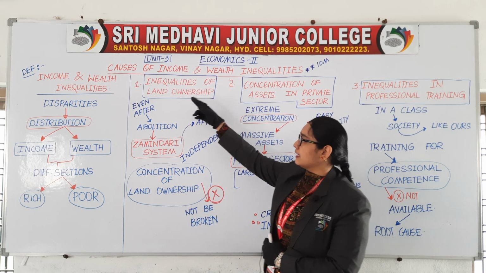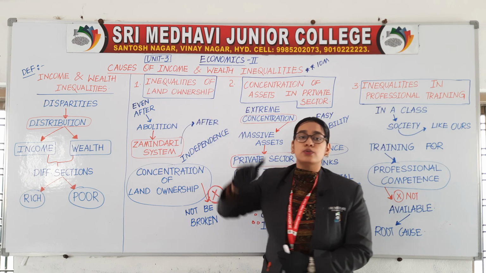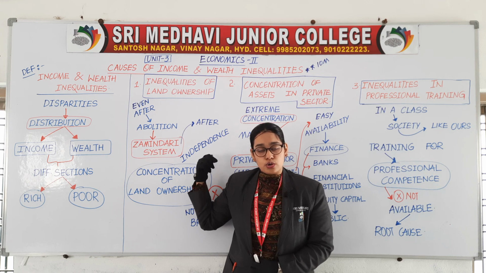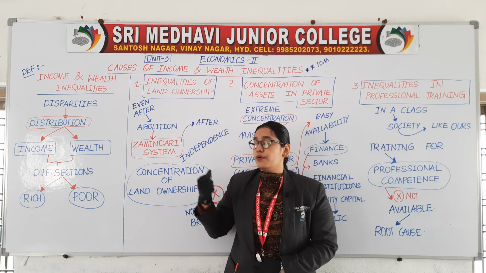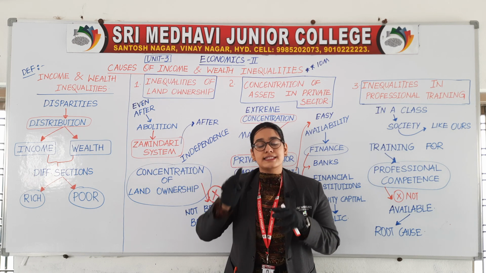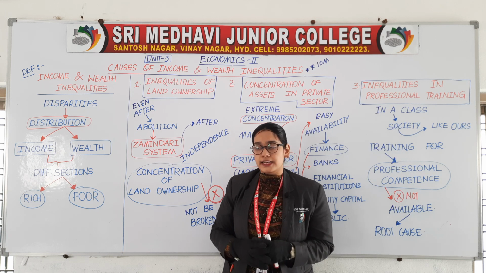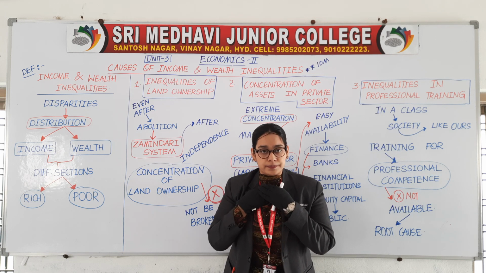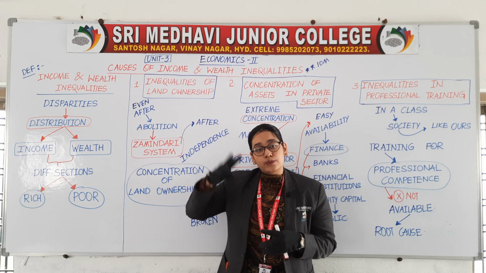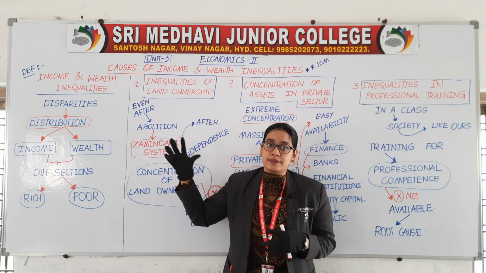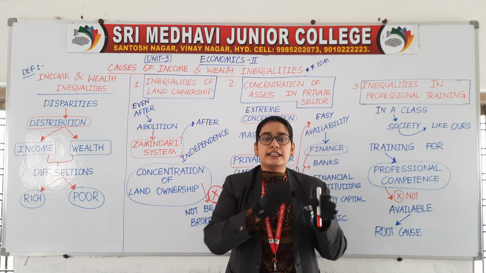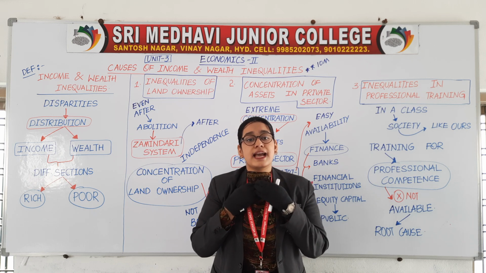Let us see the first one, inequalities of land ownership. Before we go through this topic, knowing the importance of the zamindari system is very important. Like what is actually the zamindari system? For example, if I'm a small farmer and I have lots of land, but the naughty zamindars, what they have done, they have seized all of my land and gave very little part to me, and they treated me as a slave.